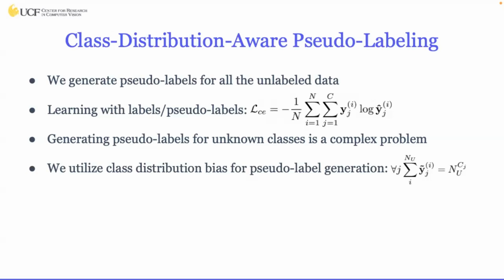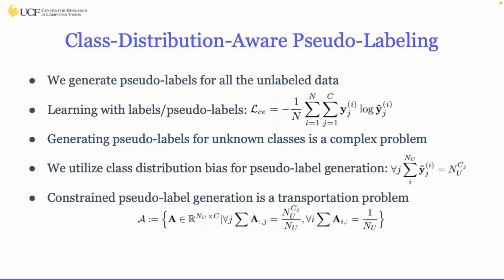By that, what I mean is that let's assume these are the pseudo-labels, that means y tilde, for a particular class j. We want to generate pseudo-labels in such a way that the number of generated pseudo-labels in a particular class j is equal to the number of samples present in that particular class, that means N_U^j. And this constrained pseudo-label generation is an instance of the transportation problem, which can be formally expressed by this, where A is the transport matrix, whose shape is N_U times C. N_U is the number of unlabeled samples. C is the number of classes.